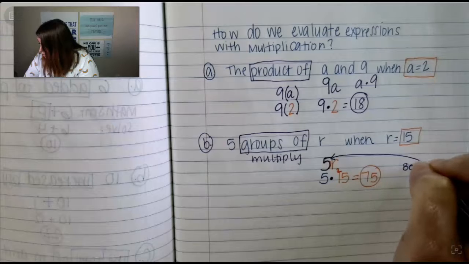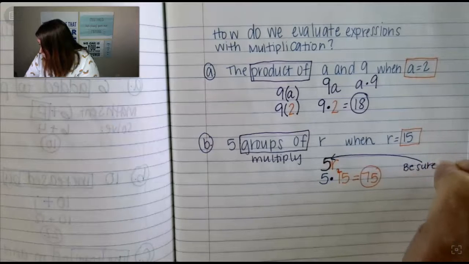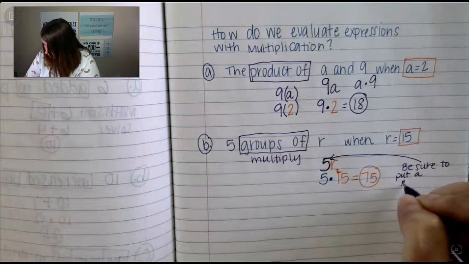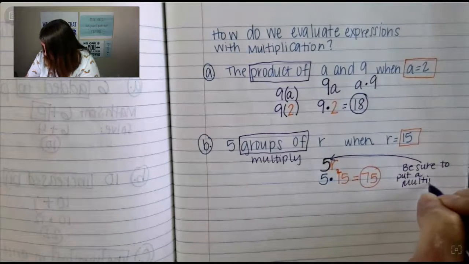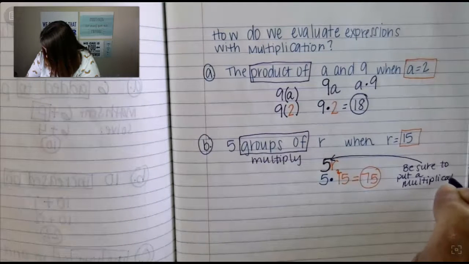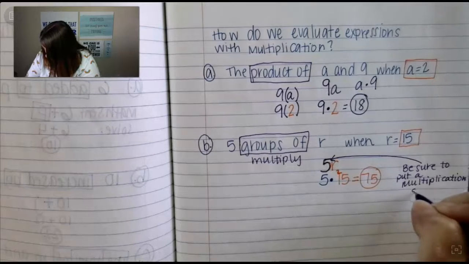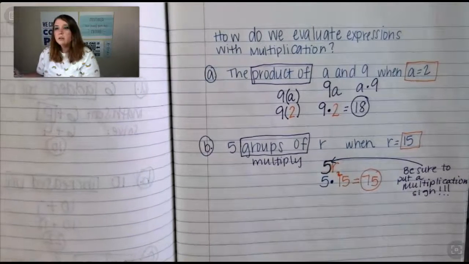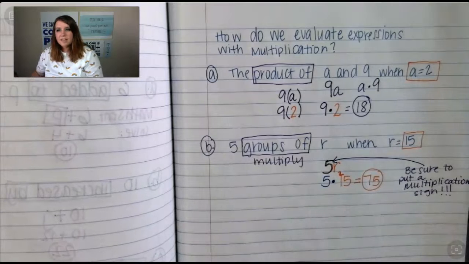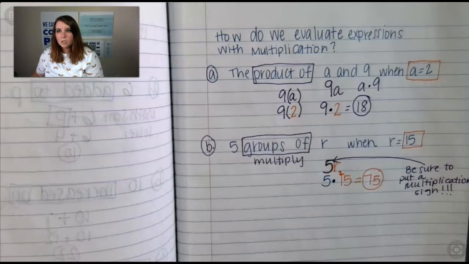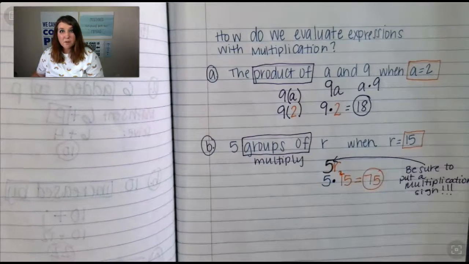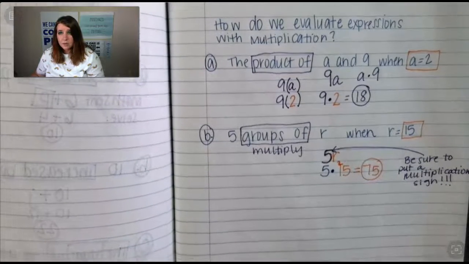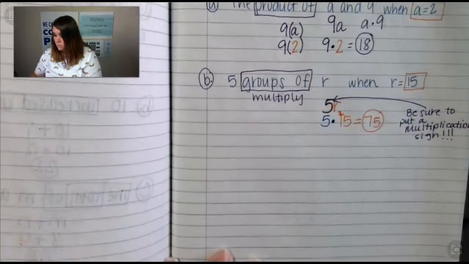I wanted to add in a little note here off to the side that says, be sure to put a multiplication sign. I don't want to forget that. If we forget to put that in there, we will not multiply those. And then again, it would look like 515, and that is not what we are multiplying. Okay, the next one.